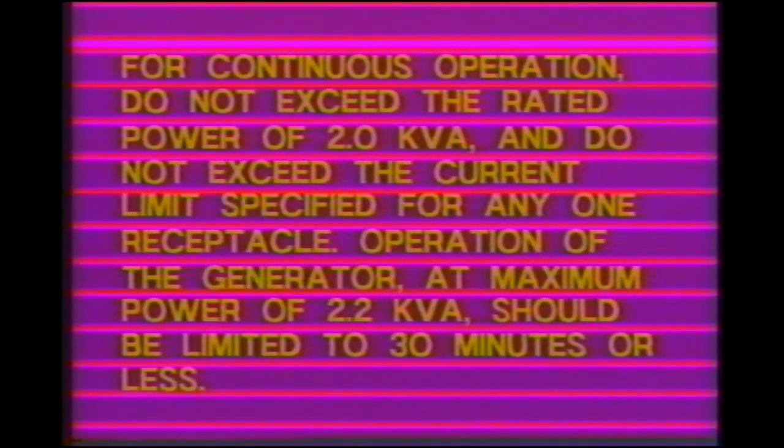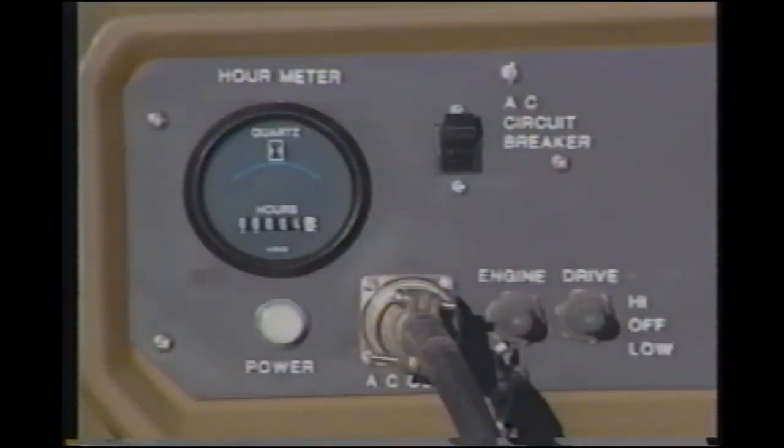For continuous operation, do not exceed the rated power of 2.0 kilovolt amps and do not exceed the current limit specified for any one receptacle. Operation of the generator at a maximum power of 2.2 kilovolt amps should be limited to 30 minutes or less. In the event an overloaded circuit causes the AC circuit breaker to switch off, reduce the electrical load on the circuit, wait a few minutes, and reset the circuit breaker.